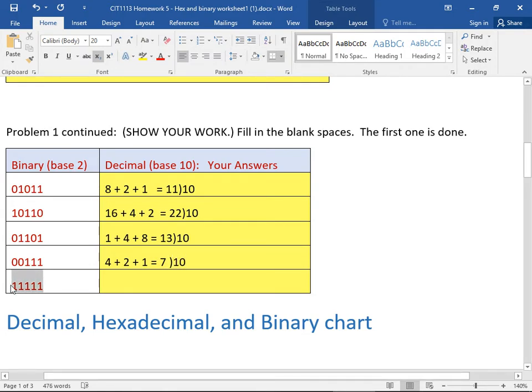And lastly, all 1s. That's 1 plus 2 plus 4 plus 8 plus 16, or 16 plus 8 plus 4 plus 2 plus 1, which is equal to 31 if I'm not mistaken. And like I said, I don't care if you add it correctly. If you wrote 32 there or whatever, as long as I see that, I know that you know the concept.